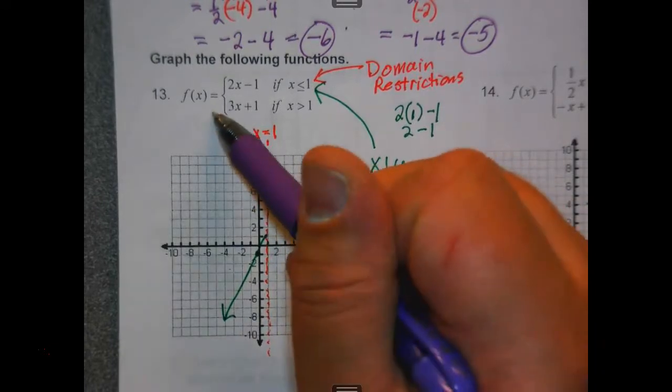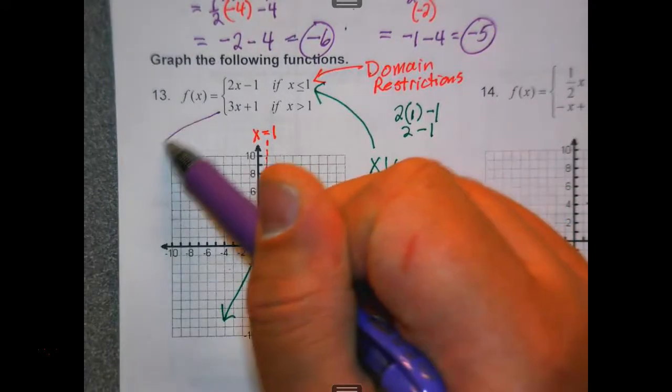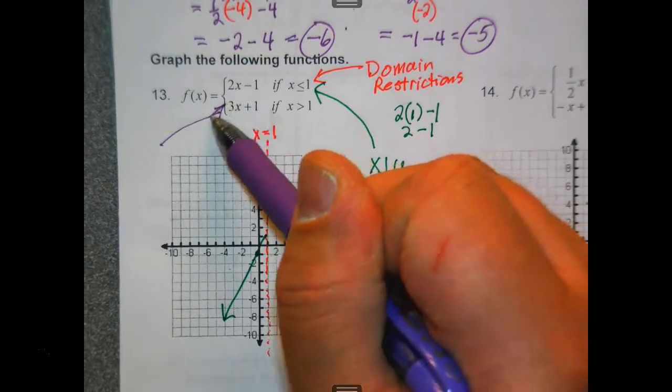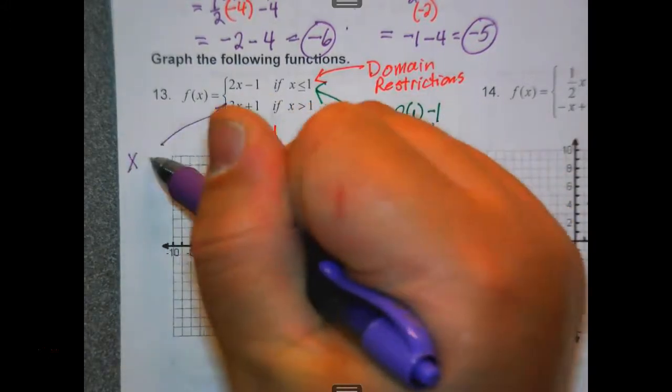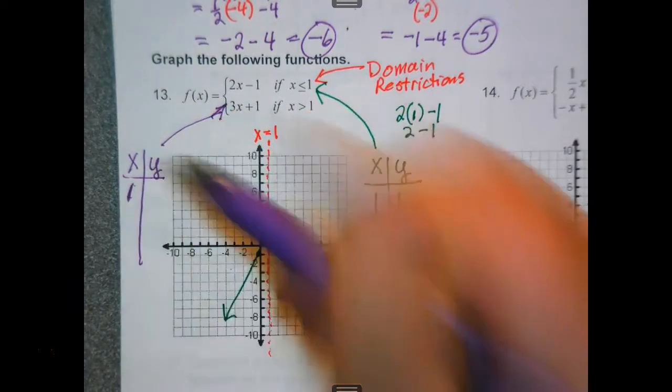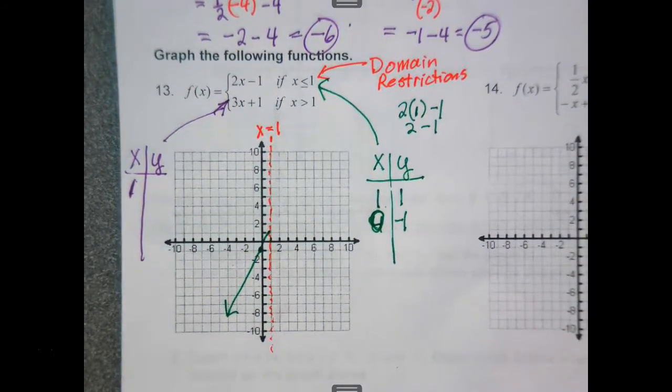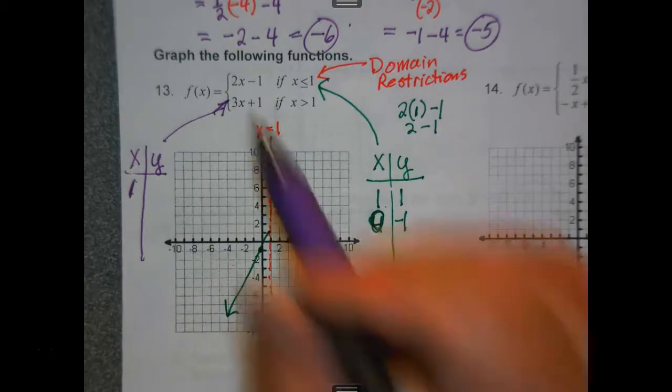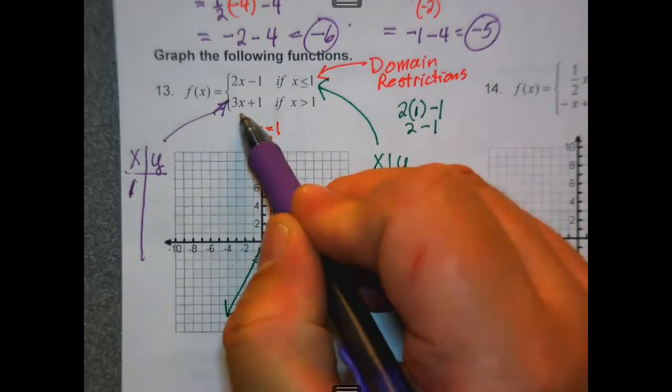Okay, now I'm going to find out where this line is. So I need to make a t-chart for that one. X, Y. I always want to choose my boundary point for my X. So I have 3 times 1 is what? Plus 1?